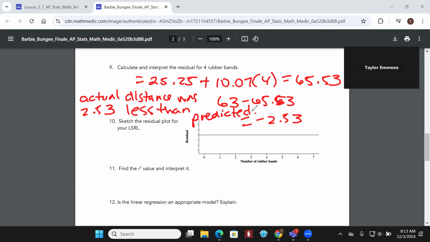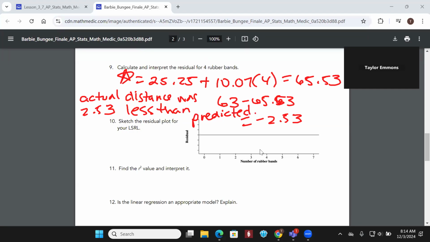That was what I calculated. So remember, this is from the equation. 63 is what we measured when we put 4 rubber bands on the doll. Yours is going to be different. Your number is going to be different. You're going to sketch the residual, and you're going to find your R squared and interpret it. So all of these things are going to be different for your data. So we're going to put a pause on this.